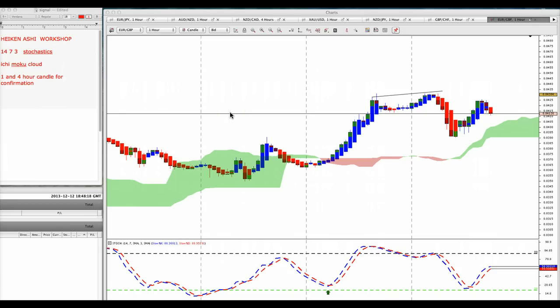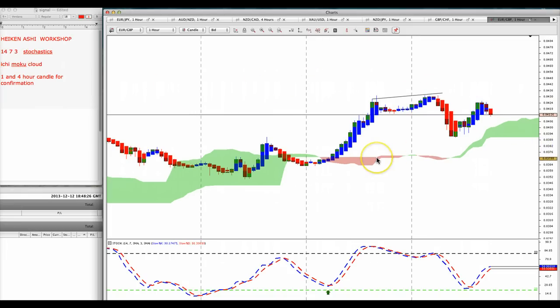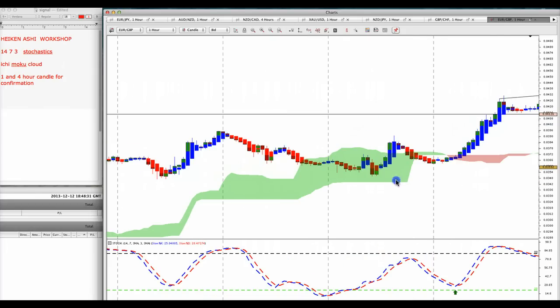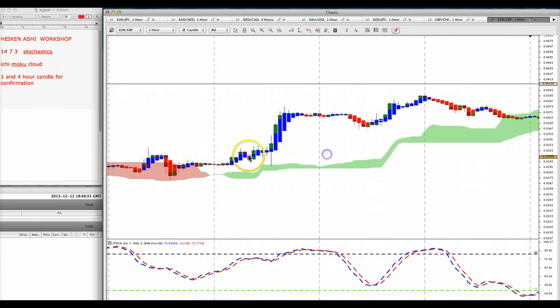So that concludes our Heiken Ashi strategy workshop. Just remember, always do a top-down analysis. Look at a daily, 4-hour and 1-hour chart. The best trades, of course, are when price is above the Ichimoku cloud, and we've got bullish Heiken Ashi candles on all time frames, on the 1-hour, 4-hour, and daily chart.